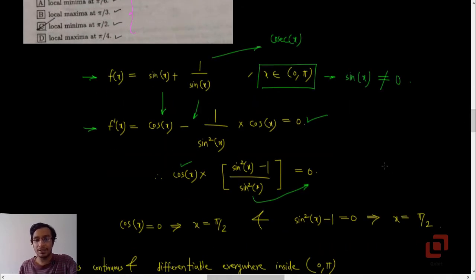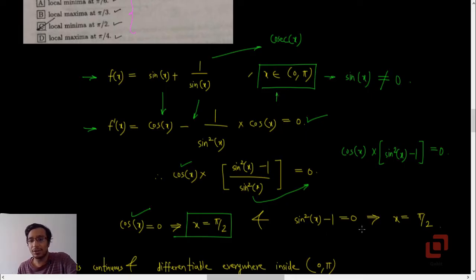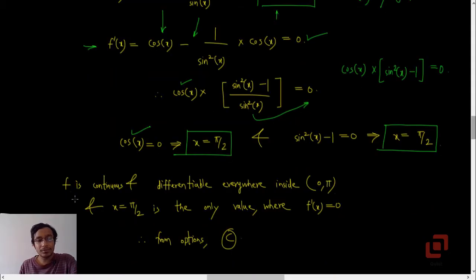Then you will end up with the equation cos x into sine squared x minus 1 equal to 0, which gives you two trigonometric equations. cos x equal to 0, which implies x is pi by 2. Again, we are not going outside this interval. And the second equation is sine squared x minus 1 equal to 0, which also gives x equal to pi by 2. So in this interval, there is only one value of x, that is pi by 2, for which the derivative is 0.